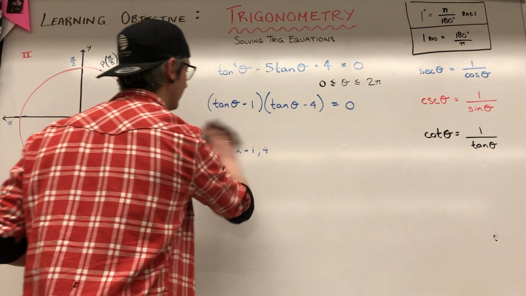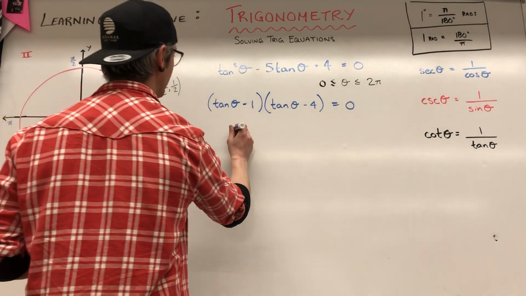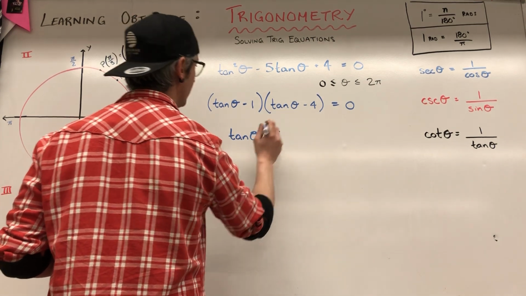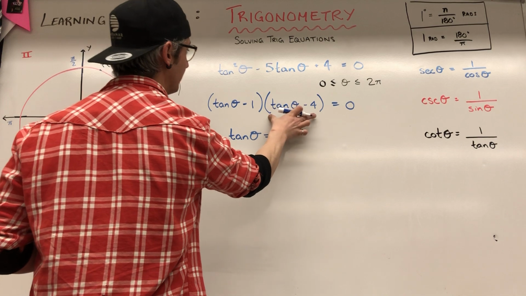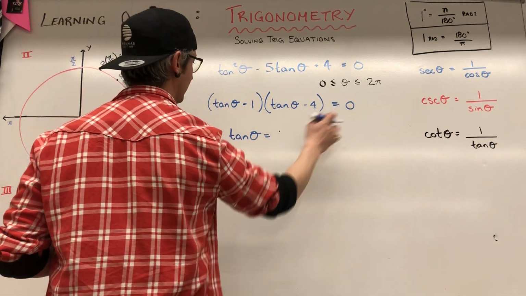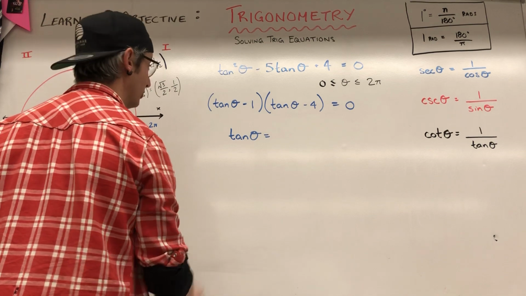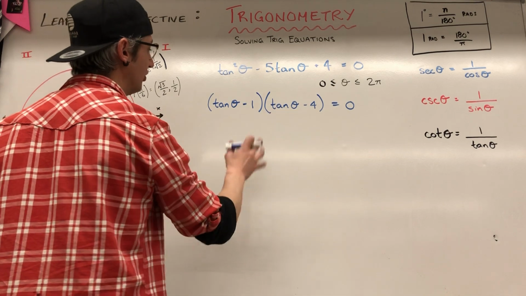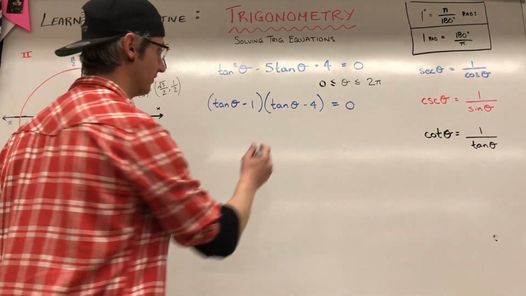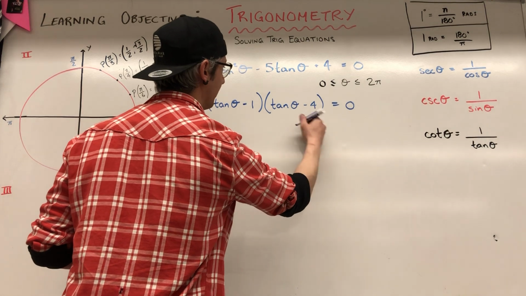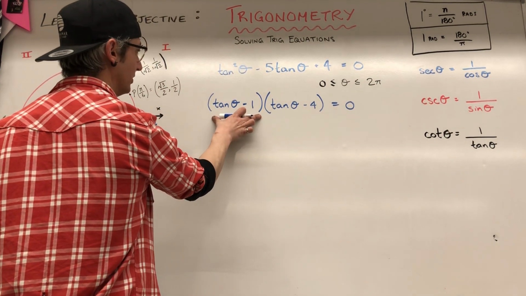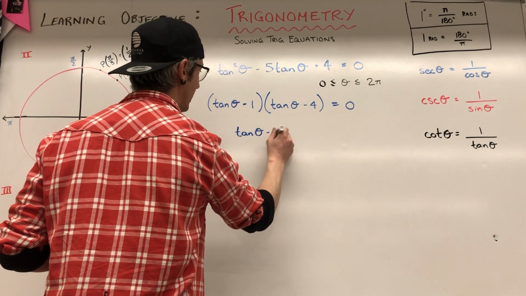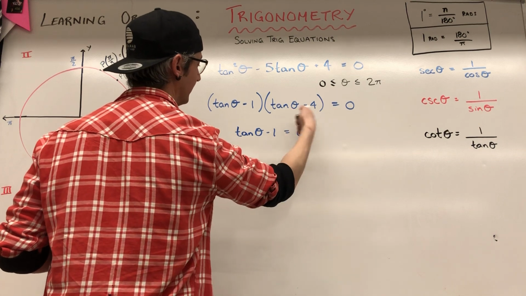In the same way, my solutions here come from making each of these equal to 0. I don't like to leave you guys hanging, so if I was to actually figure out what my solutions are, there's two avenues. The first is, I'm going to divide both sides by tan theta minus 4 to isolate this binomial, and in doing so, tan theta minus 1 becomes equal to 0, because 0 divided by this is 0.